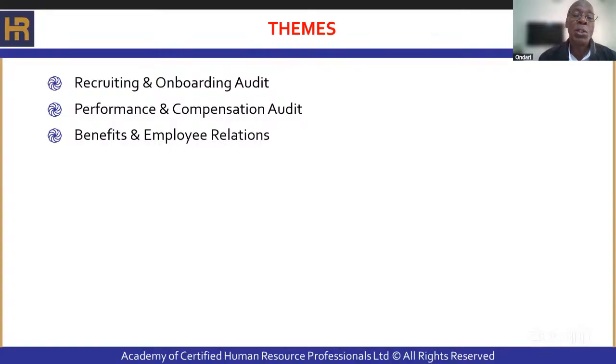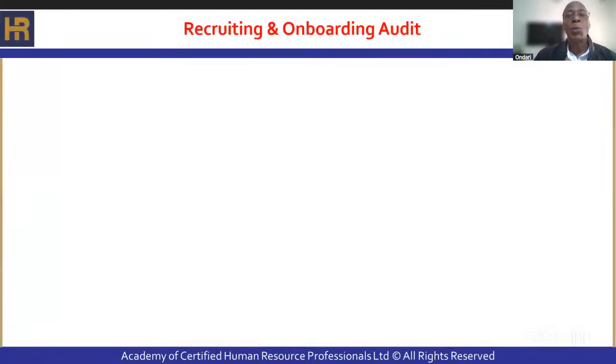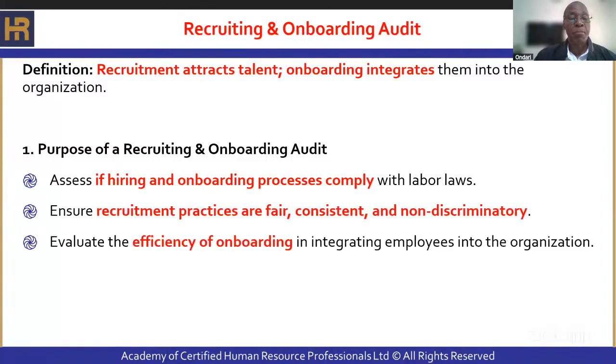And therefore, when auditing employee relations, we are going to look at the quality of the relationship between employees and employers with regard to matters like 1, discipline, 2, communication, and 3, grievance and dispute handling. Going to our first theme, recruitment and onboarding.